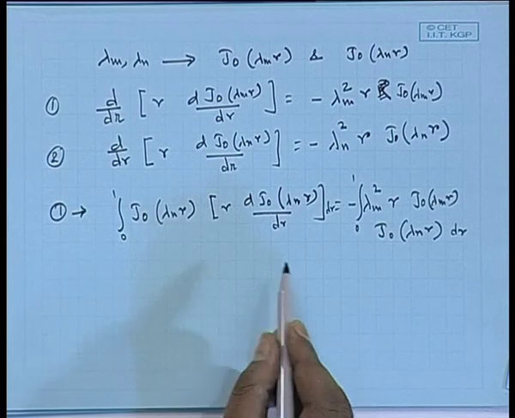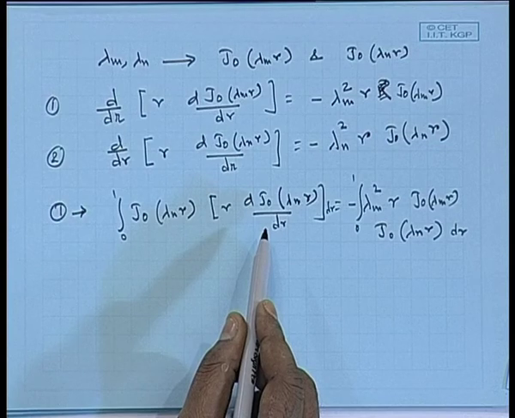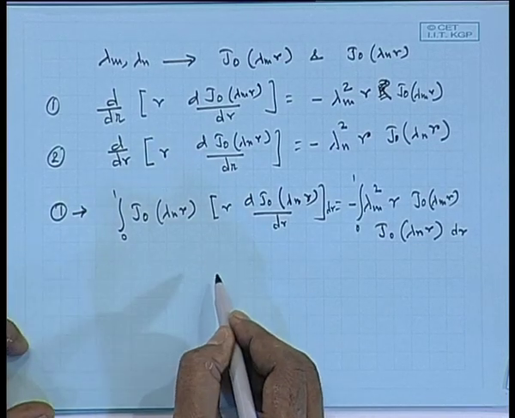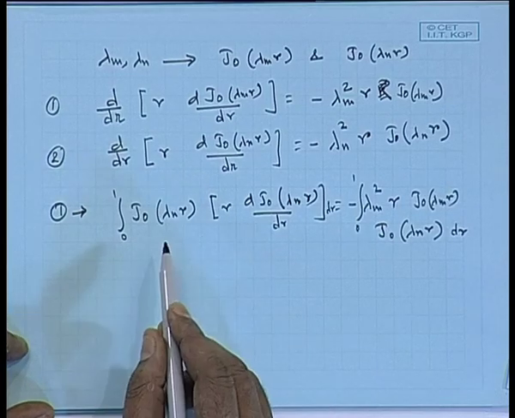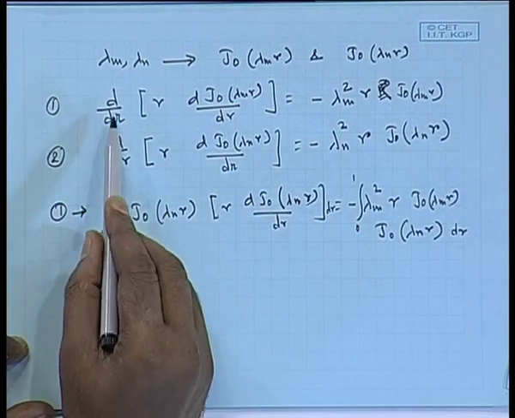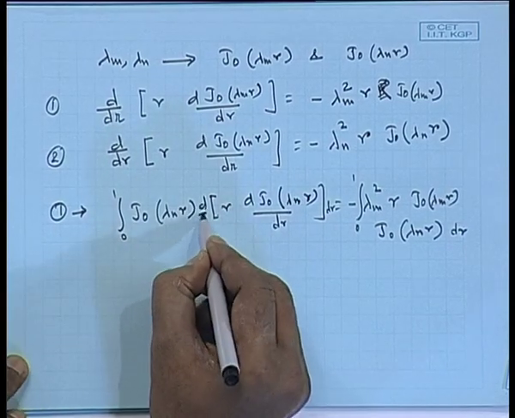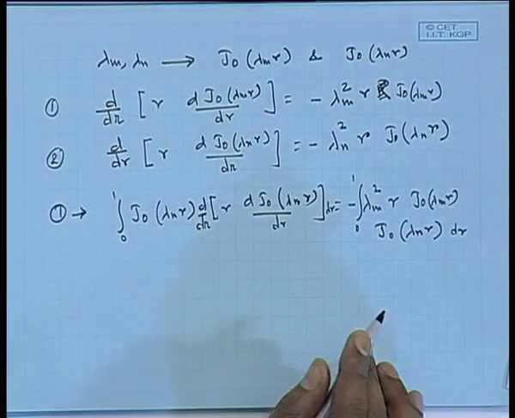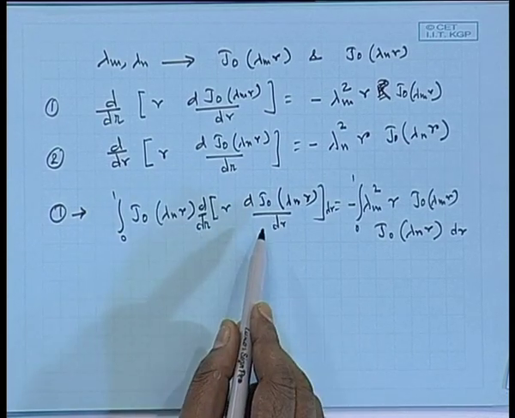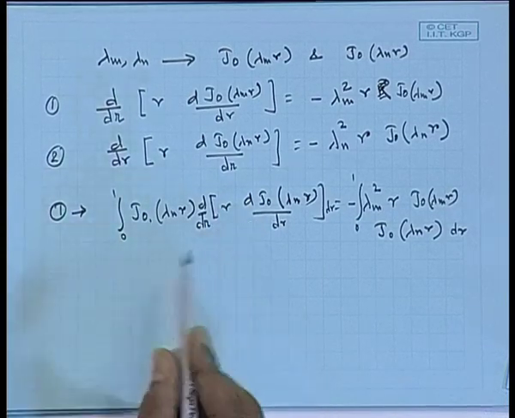Now you integrate this one by parts. This r will be inside, d/dr of r times that thing. Yes, this is correct. So you do this by integration by parts. This is the first function, this is the second function: first function times the integral of the second function.